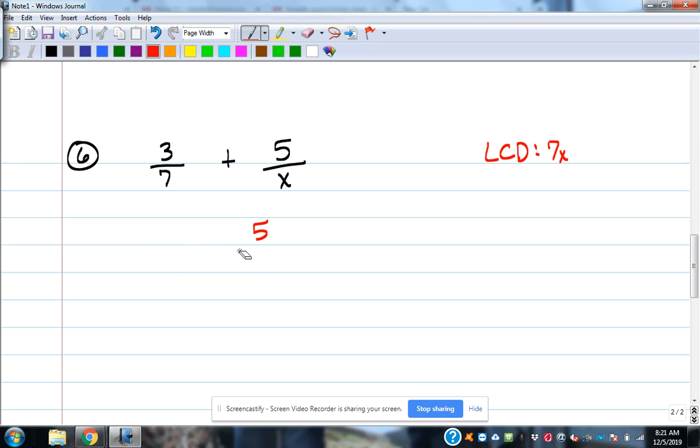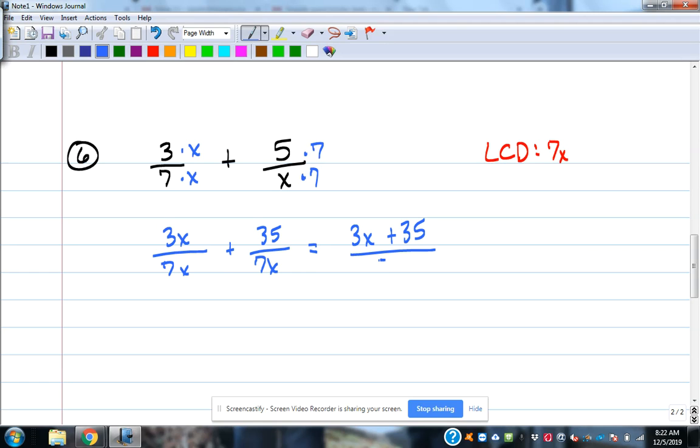So then you got to go in and fix each fraction to have that denominator. So how do you make 7 into 7x? Multiply it by x. So if I multiply the bottom part by x, I have to do what? Multiply the top by x. How do I turn this one into a 7x? Multiply by 7. If I multiply the bottom by 7, I got to multiply the top by 7. So I get 3x over 7x plus 35 over 7x. And then now the denominators are the same. 3x plus 35 over 7x. Will 3x plus 35 factor? No. So there's nothing I can do.